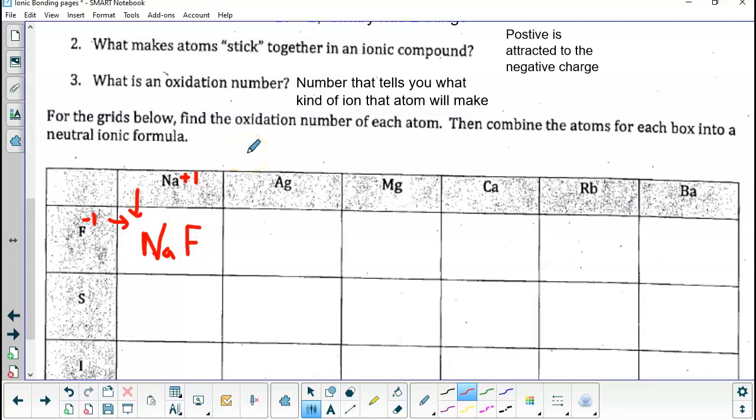The numbers cancel and the charges cancel, so I don't need any numbers or charges. This would be my answer. Okay, let's go to the next one here.